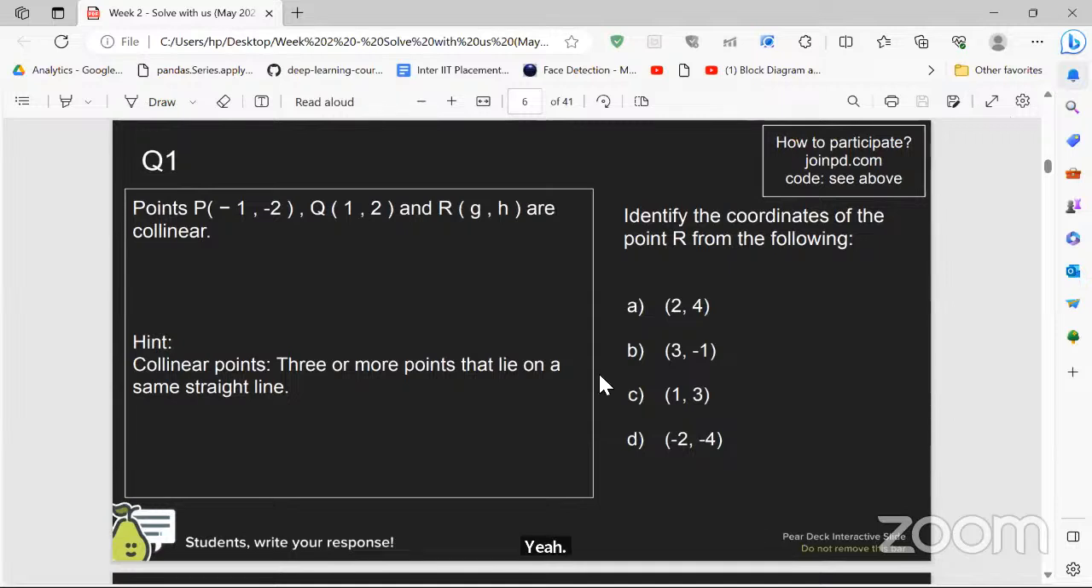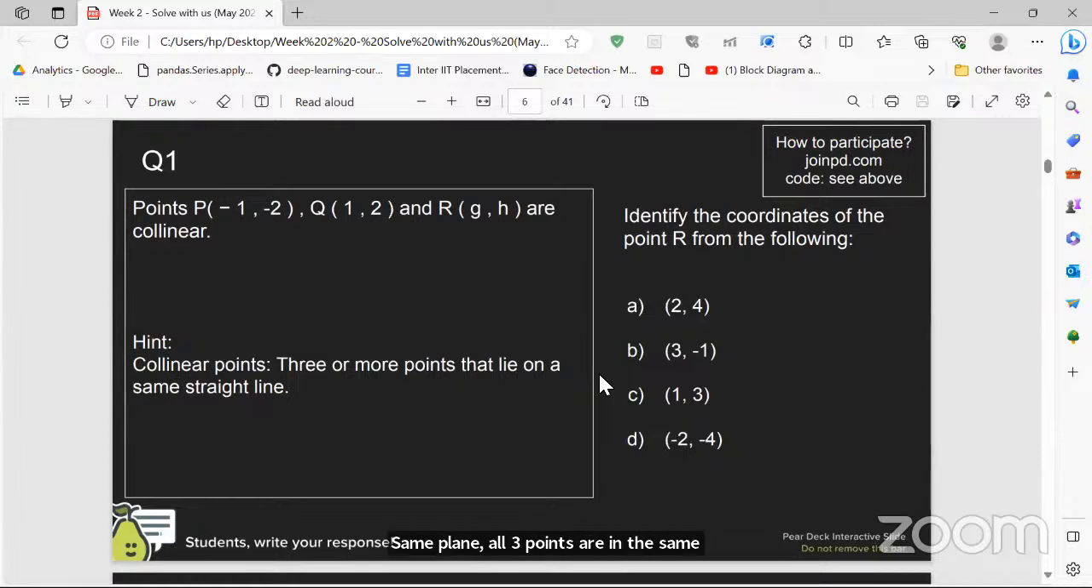Okay, so this is your first question. You have been given 3 points, and those are collinear. Can somebody tell me what a collinear point is? All points lie on the same line. Yes, that's correct.